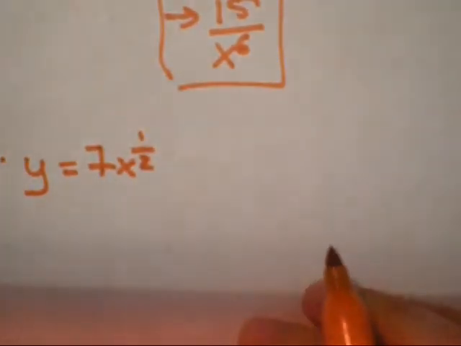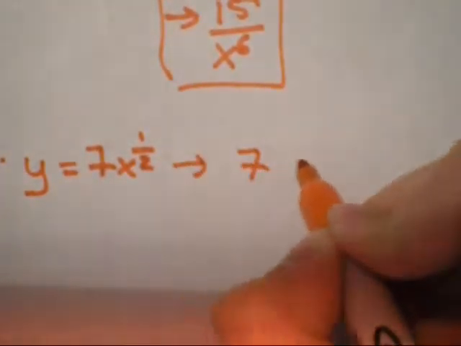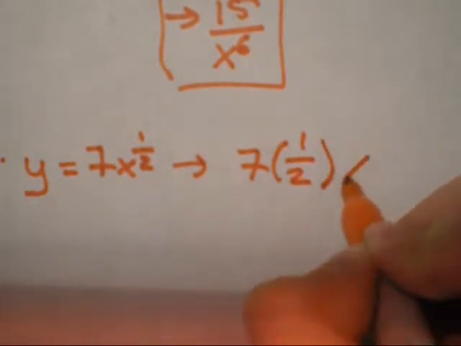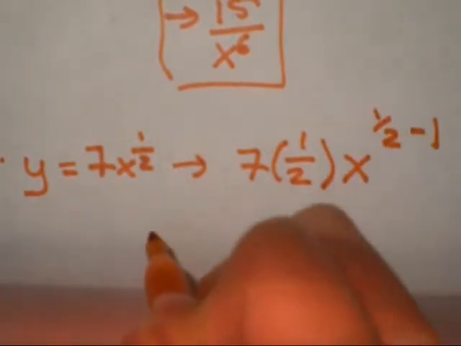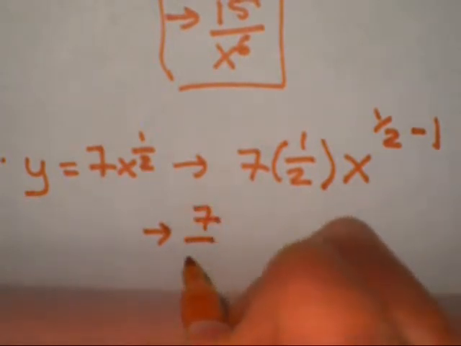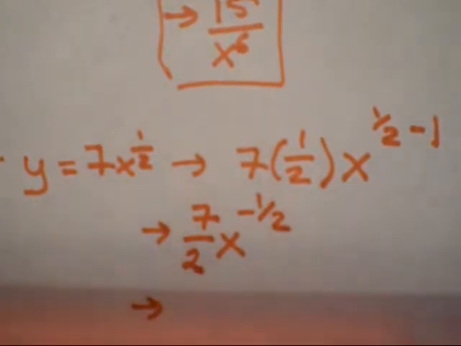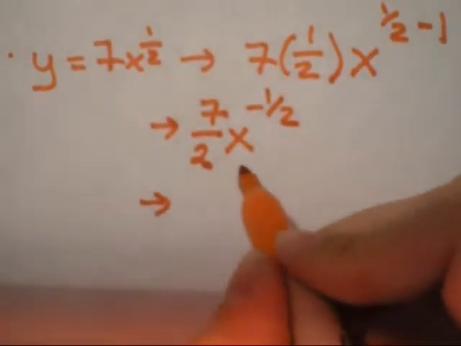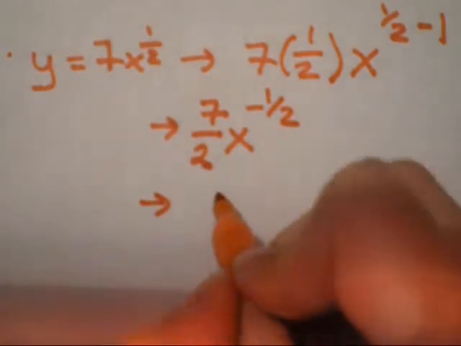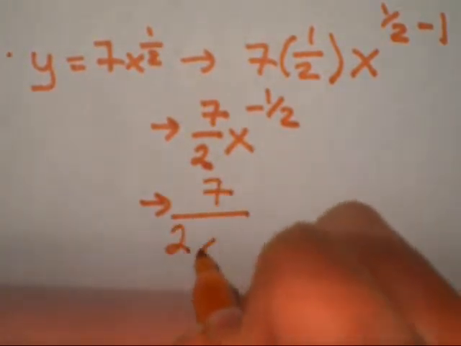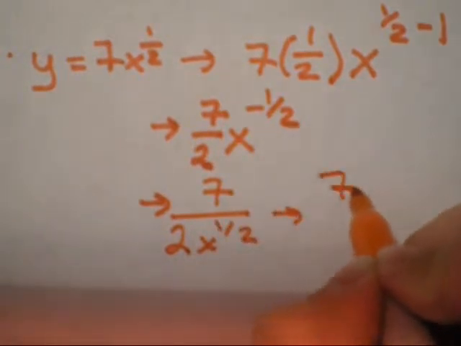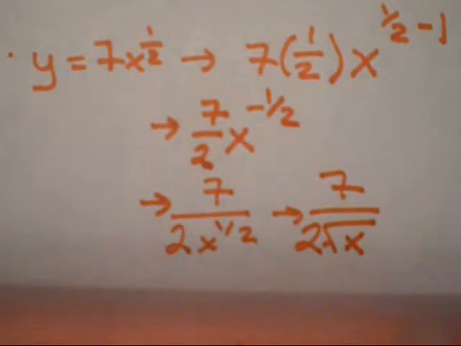Let's look at one that's a little bit more complicated. y equals 7x to the 1/2. So what we do here is 7 times 1/2, x to the 1/2 minus 1. That gives us 7/2 x to the negative 1/2. And if we simplify that and make sure we have no negative exponents, that would give us 7 over 2x to the 1/2, which is the same as 7 over 2 root x.